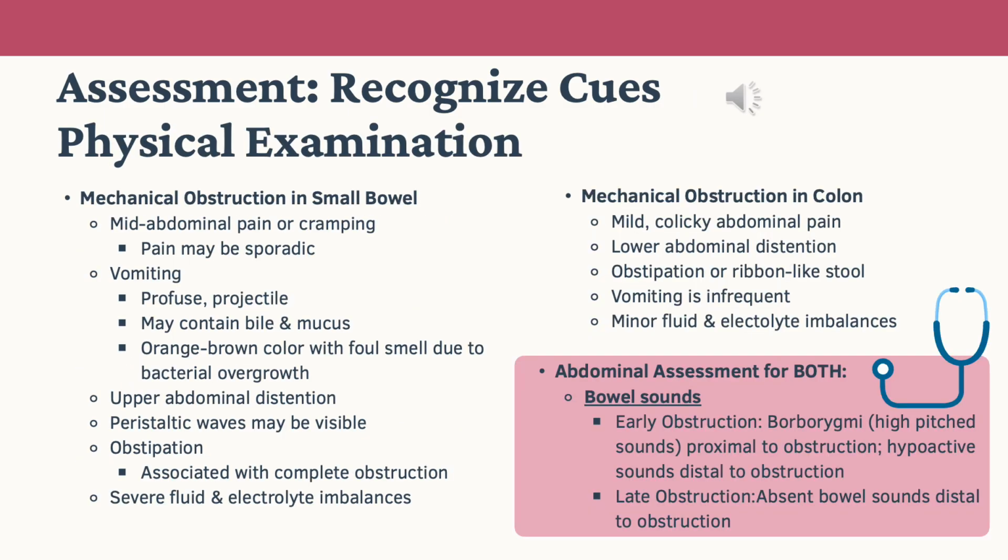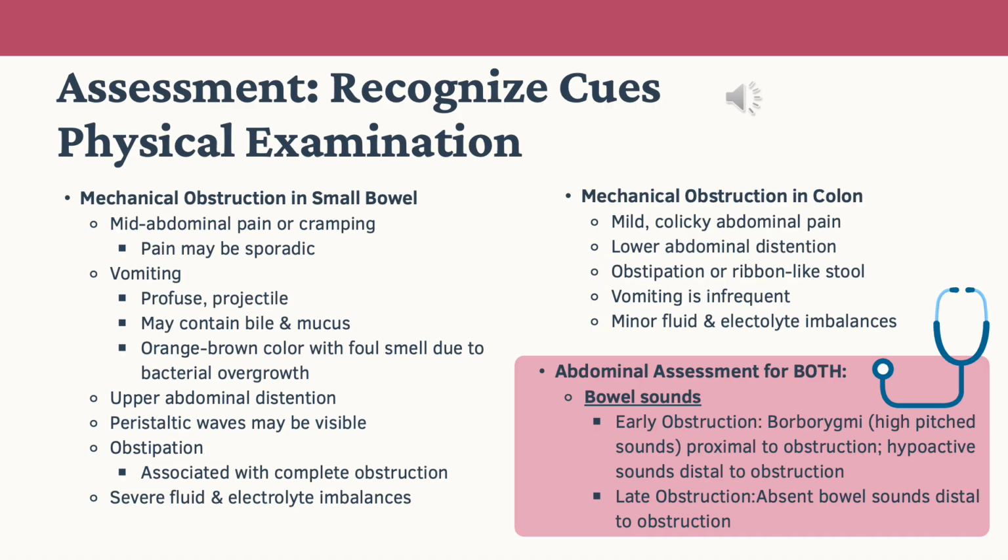All right, so moving on to our physical exam, and this is where careful observation, auscultation, and palpation are very important. So we're going to start by talking about mechanical obstructions in the small bowel or the small intestine. These patients often report mid-abdominal pain or cramping, which may initially be sporadic, allowing moments of comfort between episodes of pain. If strangulation occurs, then the pain becomes a lot more localized and it's constant, which requires immediate attention.